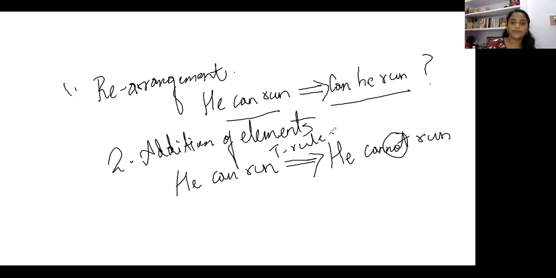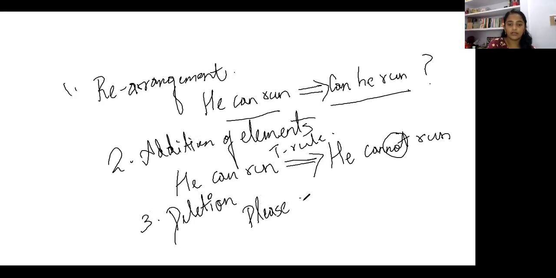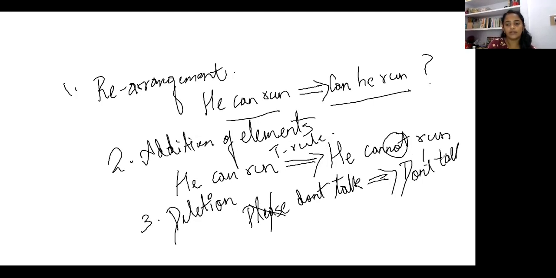The third one is deletion. You delete certain elements. Deletion of elements. Take a sentence like, please don't talk. When you apply the T rule here, you delete something. I delete the word please, and it becomes, don't talk. So that is another way in which you can form sentences.